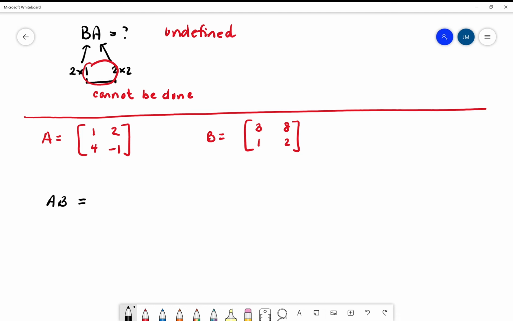Okay, so welcome back. We're going to multiply some other matrices here. So here we have the matrix A, 1, 2, 4, -1, and a new B. The previous video had a B that was a 2 by 1. It's another 2 by 2 matrix, 3, 8, 1, 2. So what we're going to do is, using the same ideas, multiply the two matrices together.